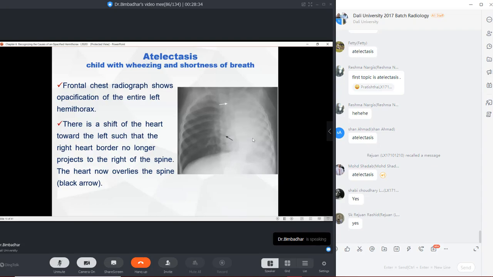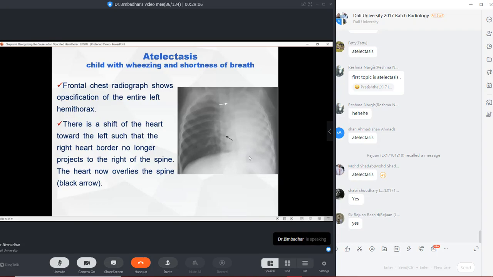Opacification is present on the left side. And you see here, the heart is also pulled down to the left side. And then you see here, even the trachea is pulled down to the left side. So now, both of these radiographic features, tracheal deviation to the left side, along with the mediastinal shift to the left side, suggest to me that this patient might be suffering from an obstructive atelectasis.